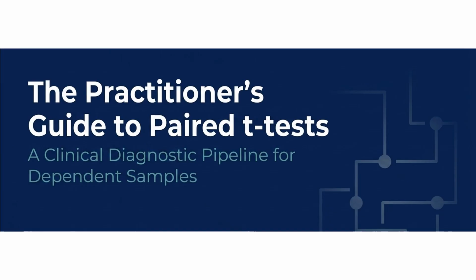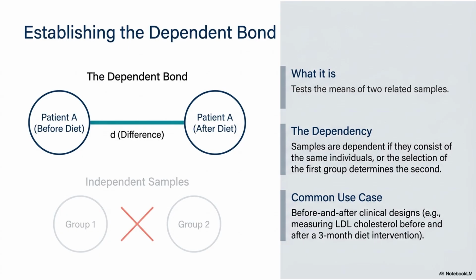Paired t-test. In this section, we will learn how to analyze before and after clinical data using statistical methods in SPSS. In clinical research, we often measure outcomes before and after treatment. For example, blood pressure before and after medication to test whether the treatment had a significant effect. We use the paired t-test.